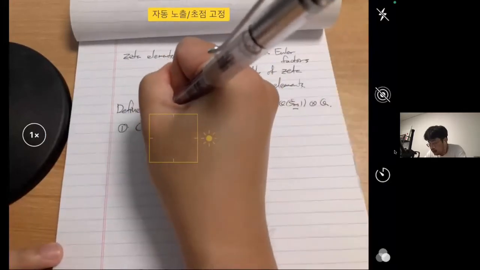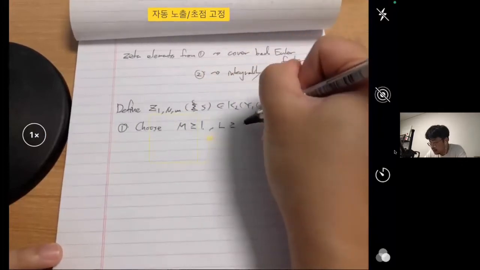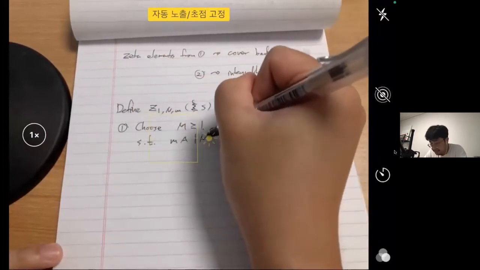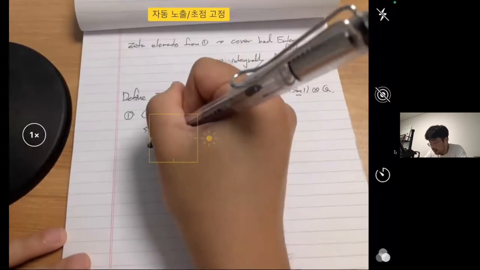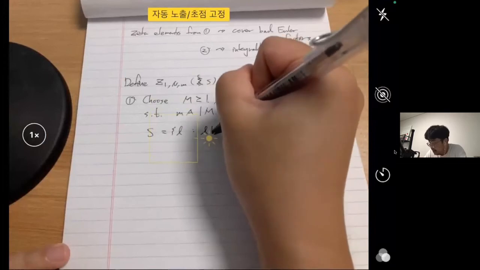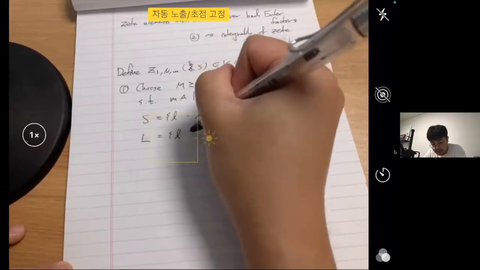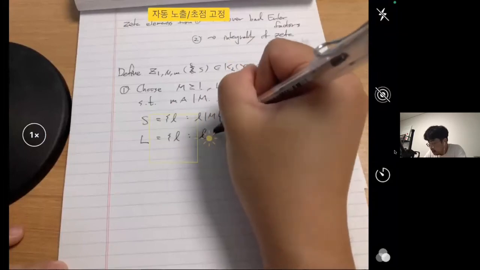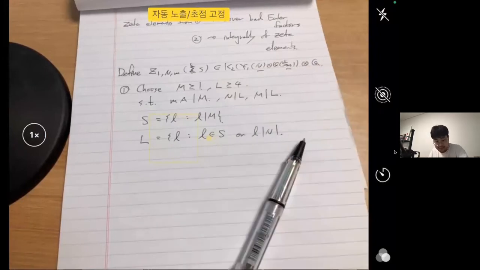So choose M larger than or equal to 1, L larger than or equal to 4, such that M A divides M and N divides L, M divides L, and S is chosen to be the primes l dividing M, and L is another set of primes, and L is contained in S or L divides M. Oh, it's complicated.